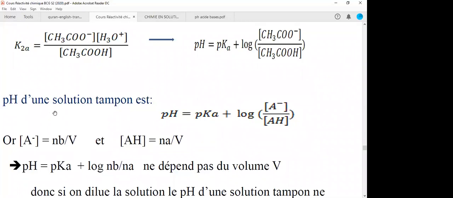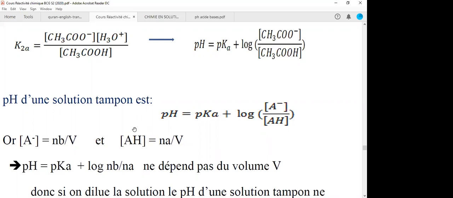So the pH in a buffer solution is given by pKa plus log of the base conjugate over the concentration of the acid. The pH of a buffer solution is given by the potential of the constant of acidity plus log of the concentration of the base conjugate divided by the concentration of the acid.